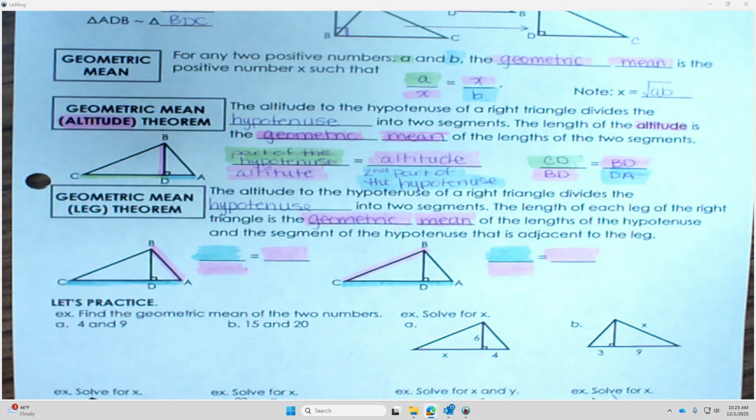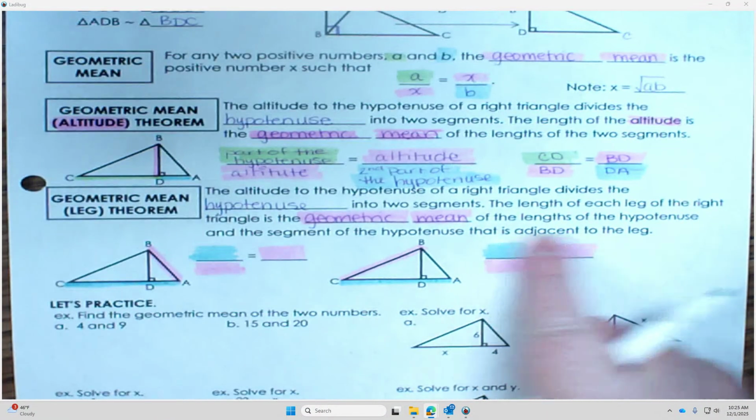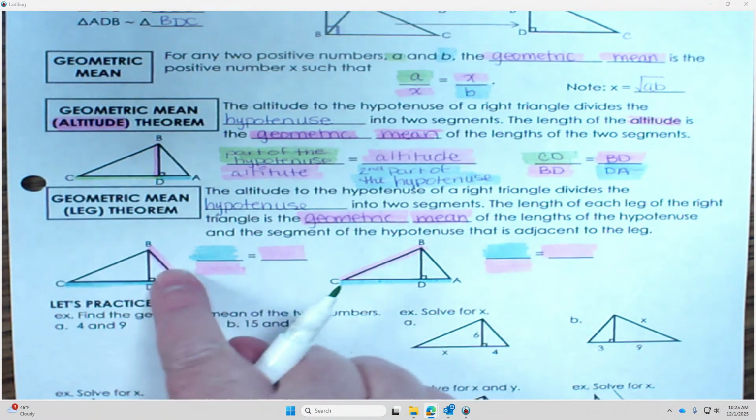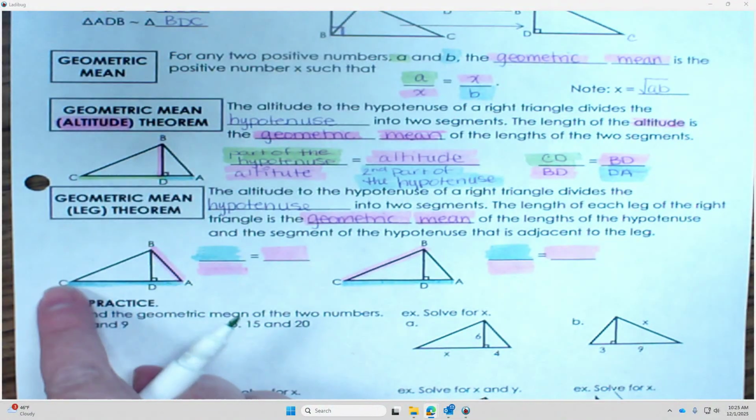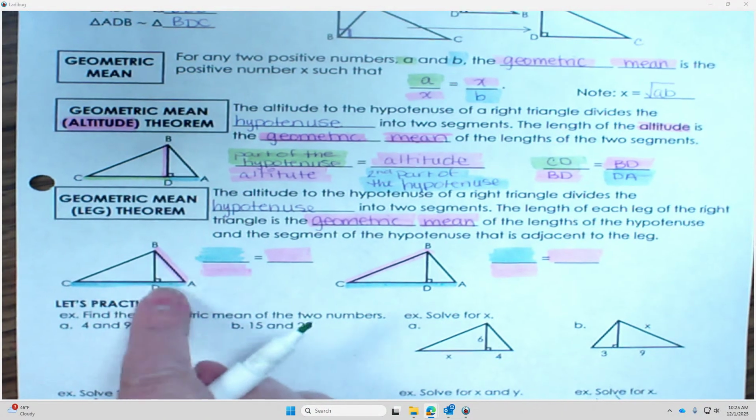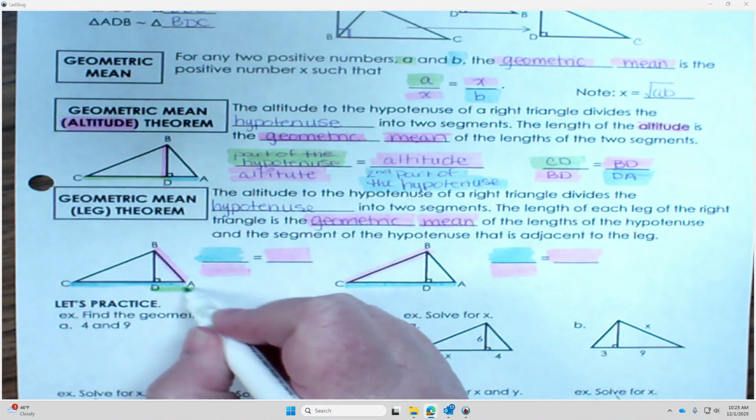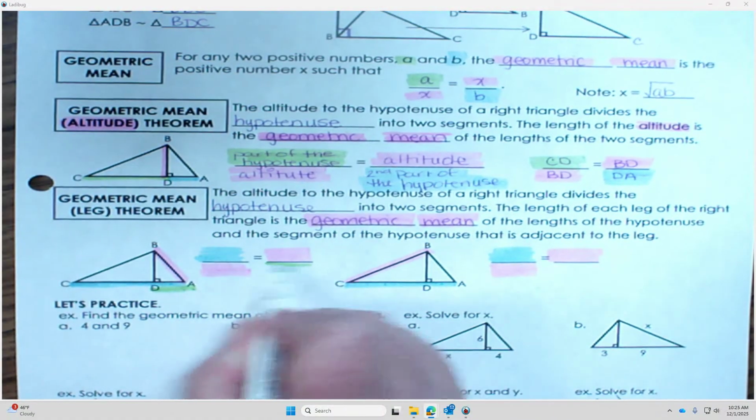Okay, and the other part, this is where things get different. I'll stick with green. Let's look at this. Adjacent to the leg. So we're using this pink leg. I need to figure out which part is adjacent. Is CD adjacent to BA, or is DA adjacent to BA? And we know adjacent means they're next door neighbors, right next to each other. So we're going to say that DA is adjacent to my leg. So that's going to be right here.